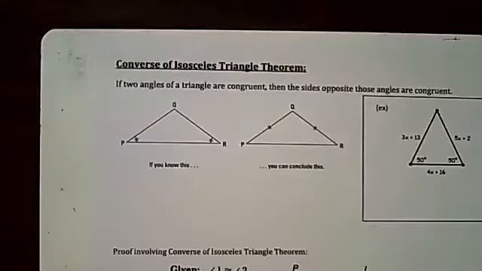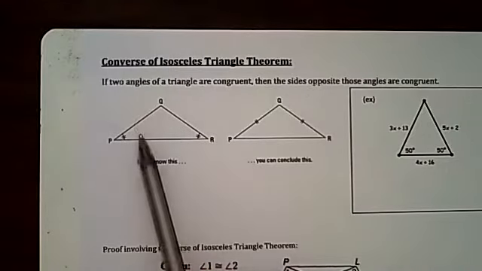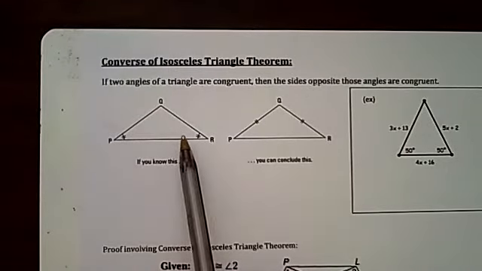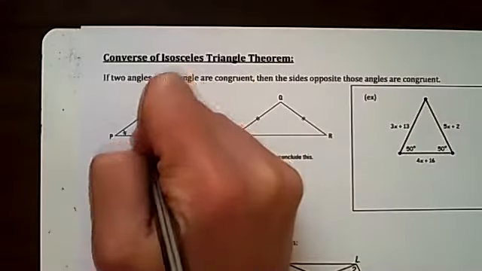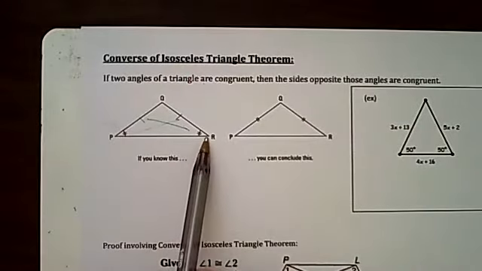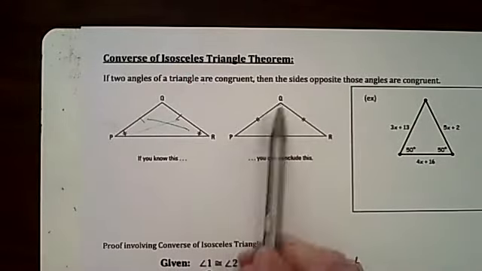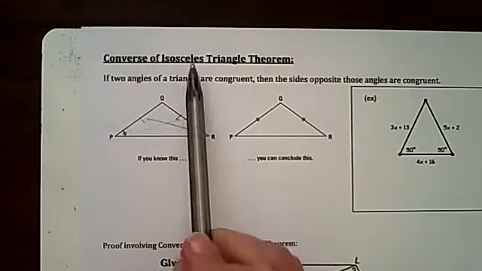So if you take a look at this right here, say I gave you this picture with two angles that are the same, you could now mark that these two sides are the same, the sides opposite those angles. So if I gave you P was congruent to R, you could conclude that PQ is congruent to QR. And the reason for that, say you did that in a proof, would be the converse of the isosceles triangle theorem.